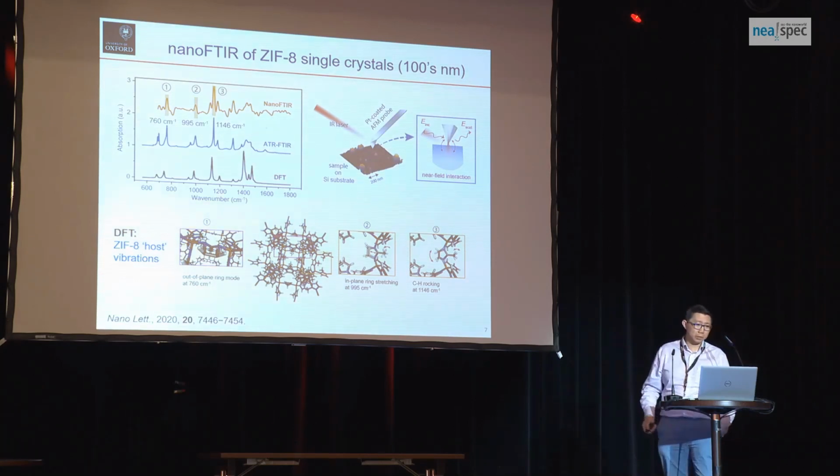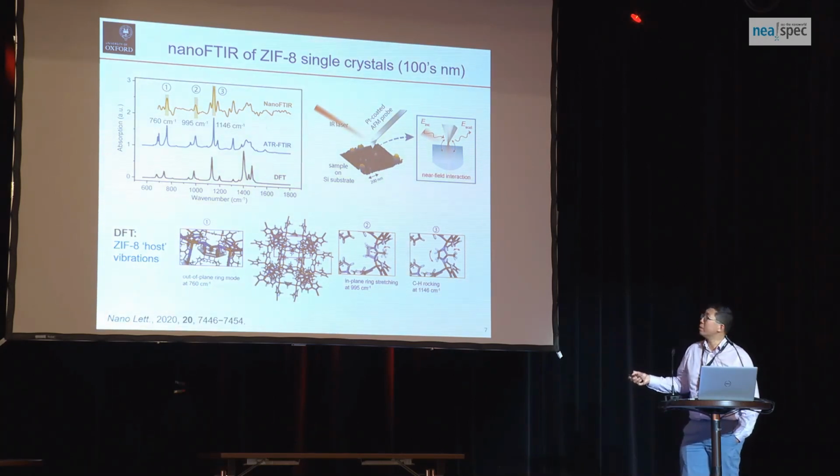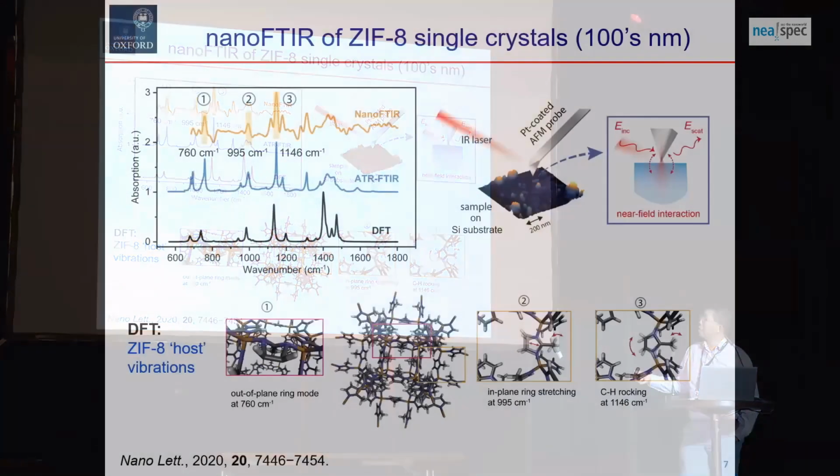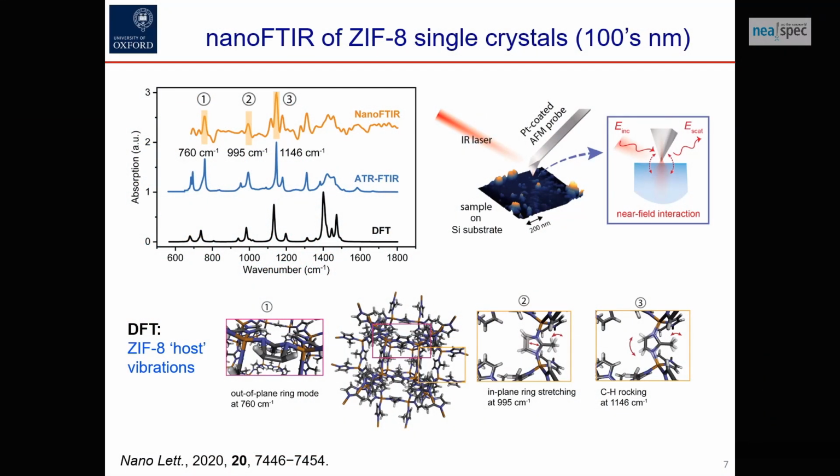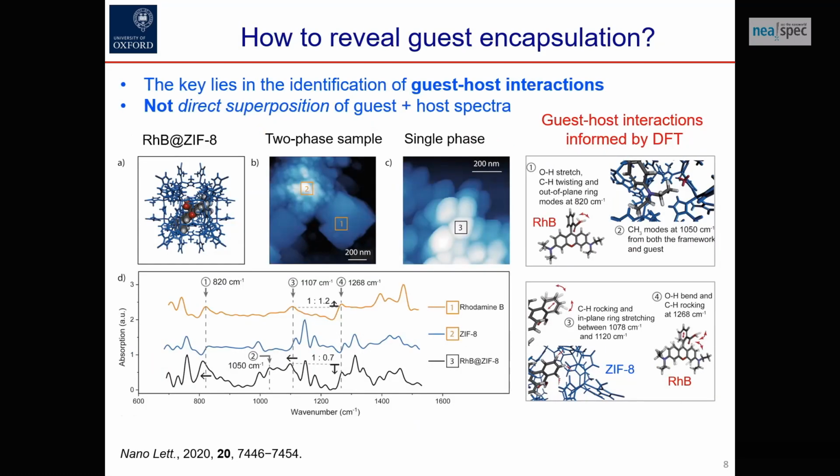This is very helpful because it revealed to us what each mode or band means in terms of the molecular response. And nanoFTIR, as you can see, labeled here with tags 1, 2, 3, these correspond to the vibrations which are identified here from DFT. So bands 1, 2, 3 correspond to the out-of-plane linker mode, in-plane, and also the CH rocking mode. These are the characteristic bands of ZIF-8. But particularly, we are actually measuring this from just a single crystal, whose size is of the order of 100 nanometers. So first time shown reliably.